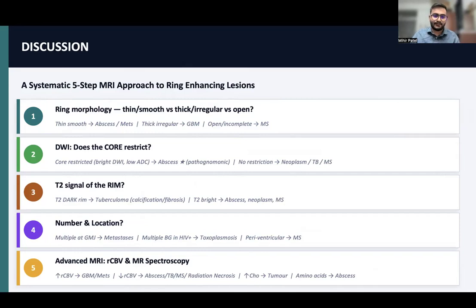Advanced MRI: regional cerebral blood volume and MR spectroscopy. Increased rCBV is seen in case of GBM and mets. Decreased in case of abscess, TB, MS, and radiation necrosis. Increased choline is seen in case of tumors. Amino acids are seen in abscess. For example, in tuberculoma, there is a lipid peak.